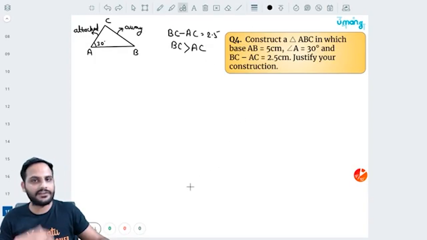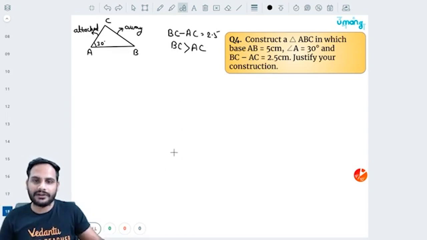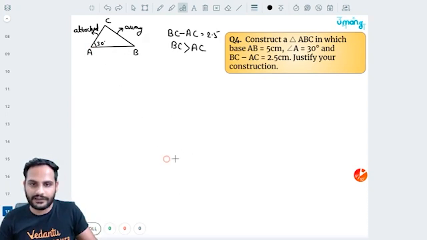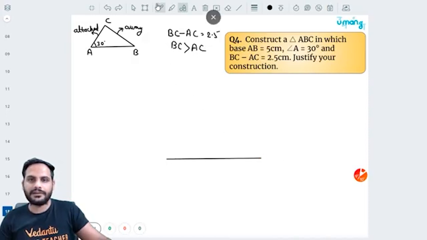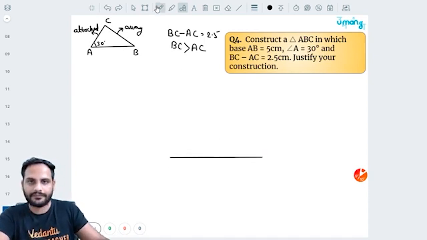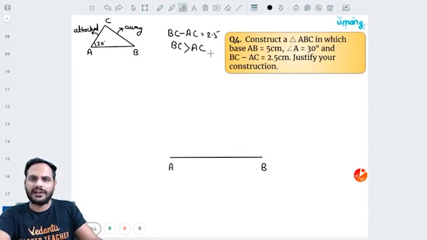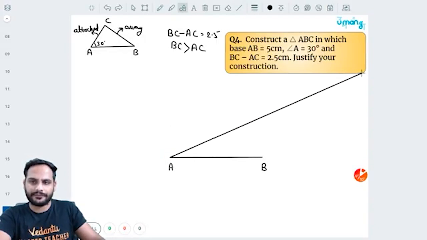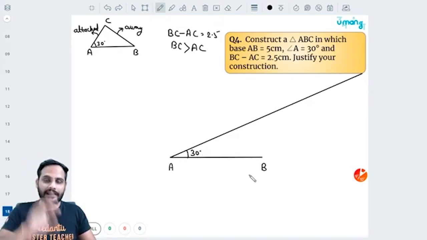Let's understand that. So first thing, as in the previous methods we have learned, is drawing the line AB of 5 centimeters. Okay, so let's draw the line AB of 5 centimeters. Okay, this is your line AB of 5 centimeters. This is A, this is B. Now, in the previous question I have shown you how to draw 30 degrees, so I'm not doing that again. Suppose it is somewhere over here. This is your 30 degrees, right? I have told you in the last question how to draw 30 degrees. Now what is the next step here?